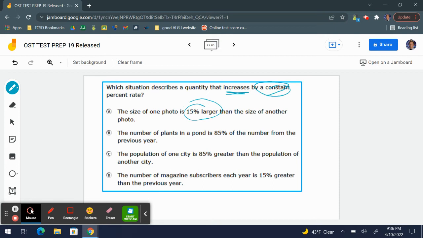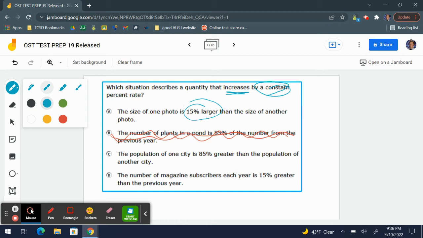The number of plants in the pond is 85% of the number from the previous years. So if you think about that one, that's actually decreasing. Even though that number seems large, there's only 85% from the last year, from the previous year. So that one, my friends, would actually be a decay if we're talking about growth and decay here.